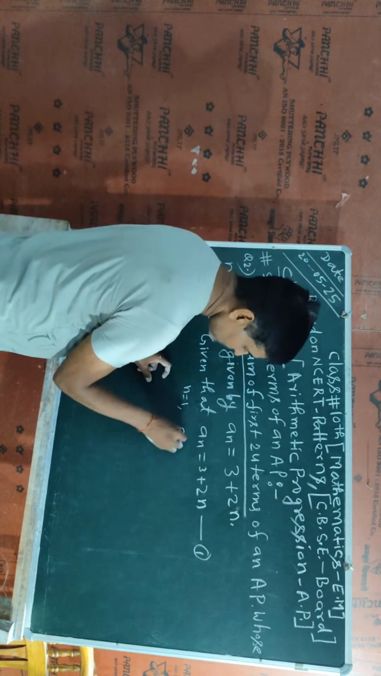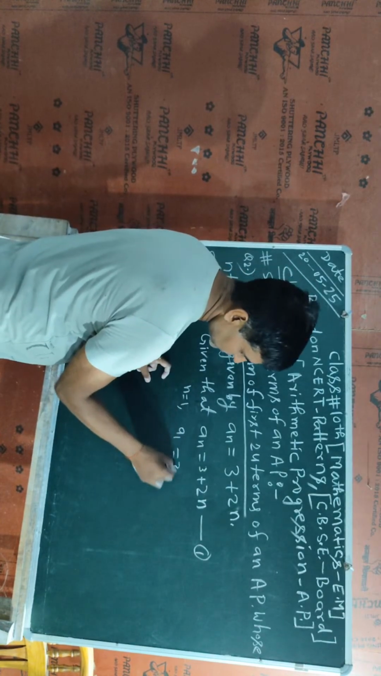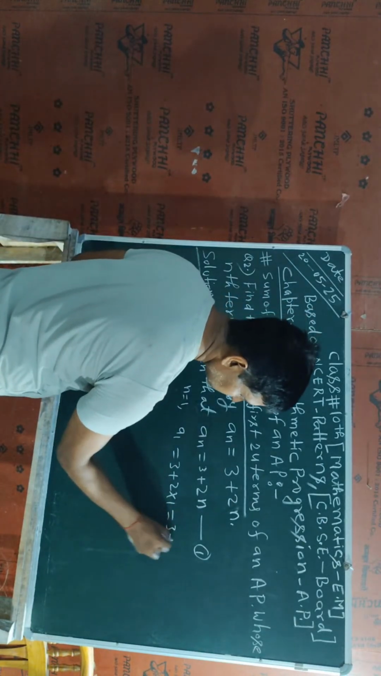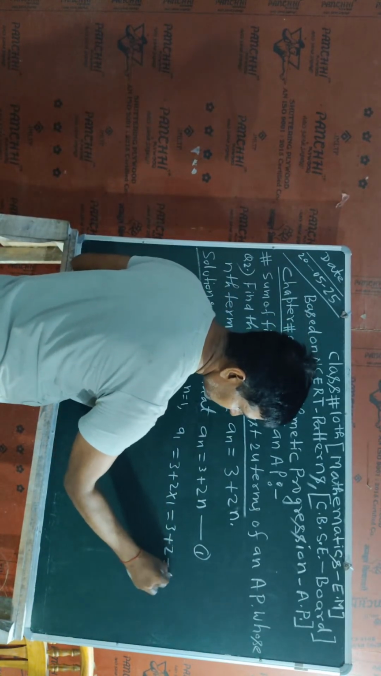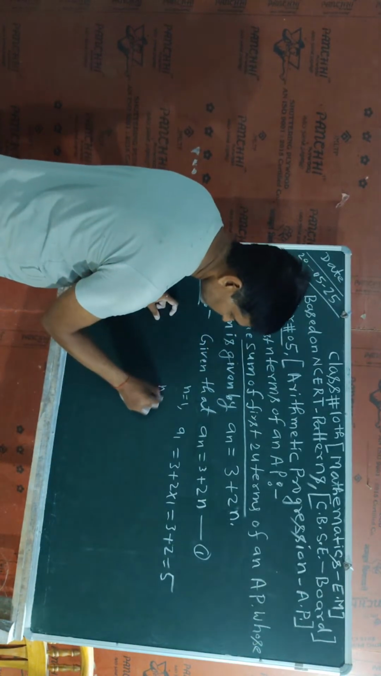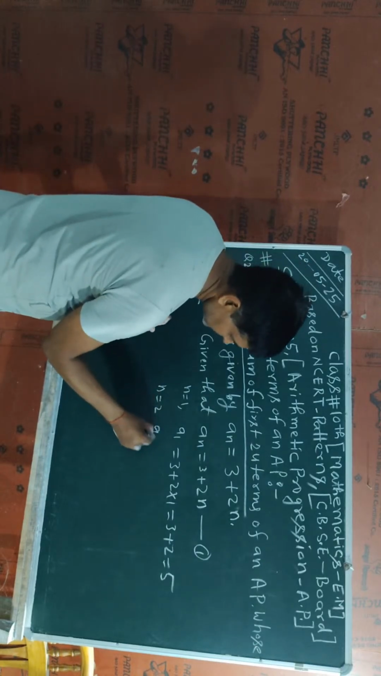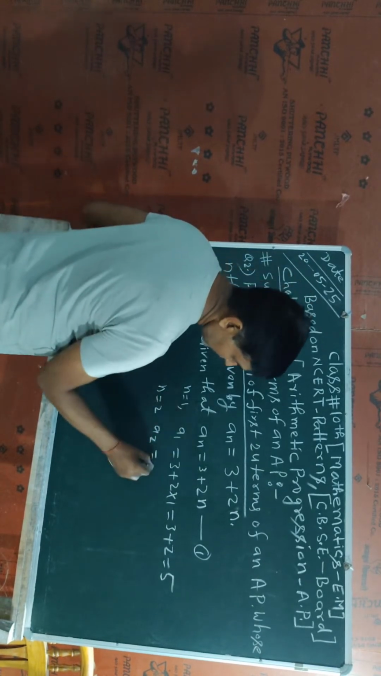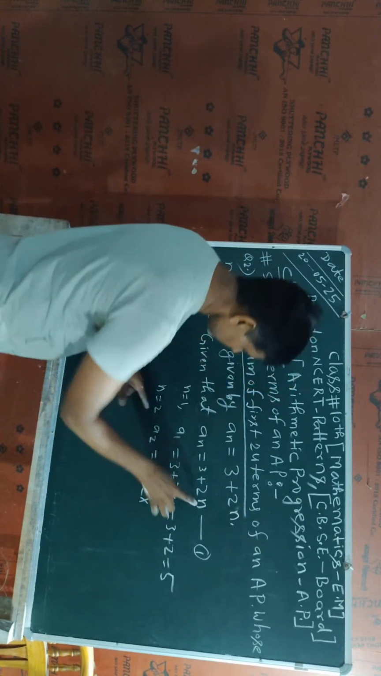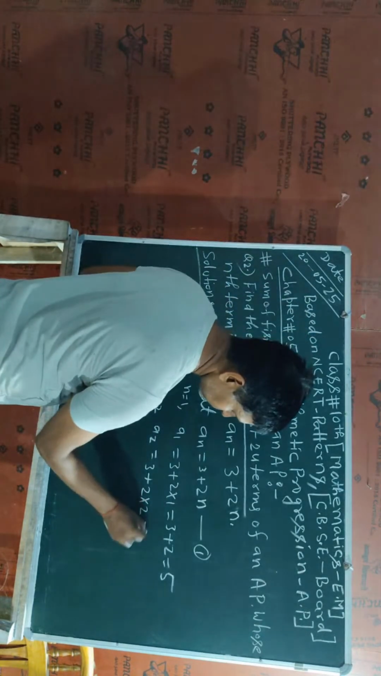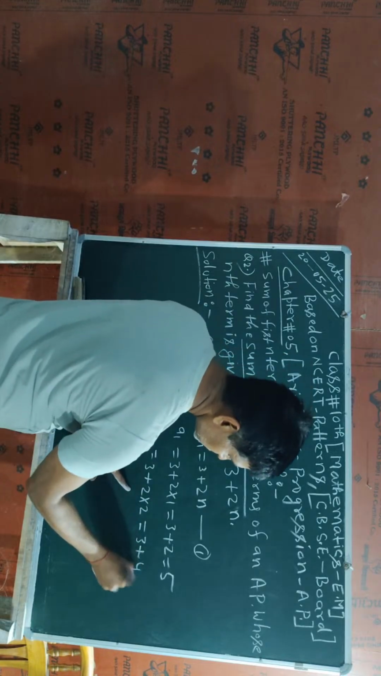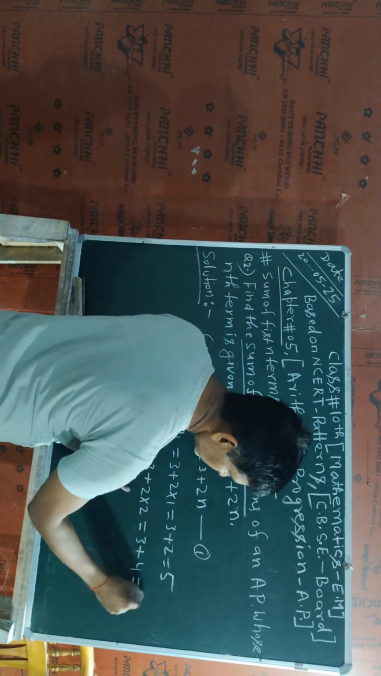After putting, I will say a1 is equal to 3 + 2 into 1. So 3 + 2 will be 5. So the value of a1 is 5. Now when I put n = 2, I will say here a2. Here I will put 3 + 2 into 2, in the place of n I have to put 2. So I will say 3 + 4, that will be 7.